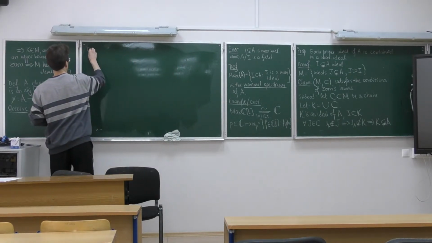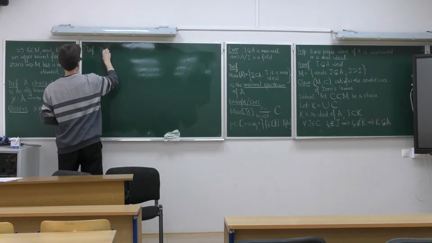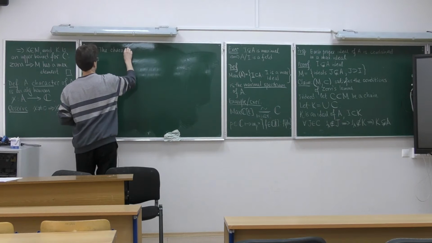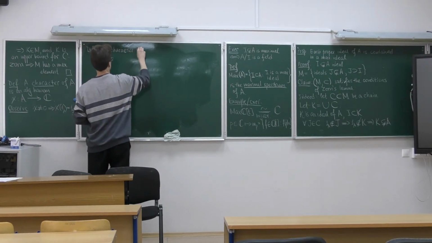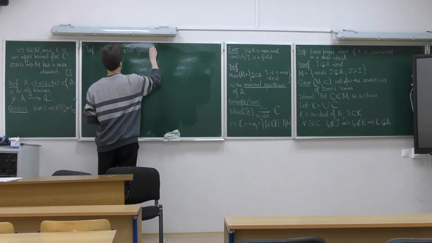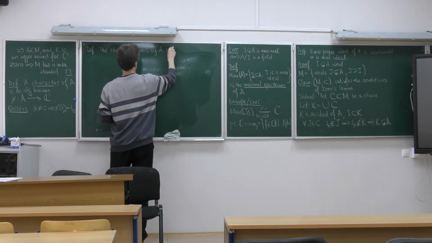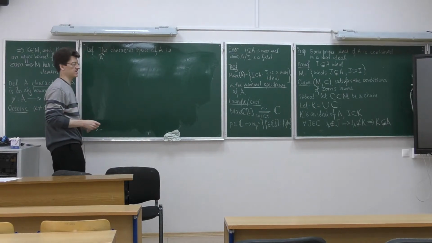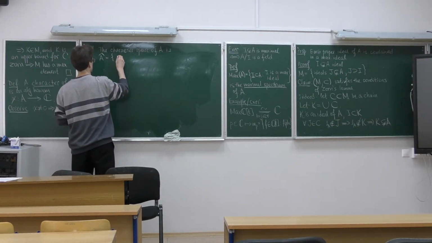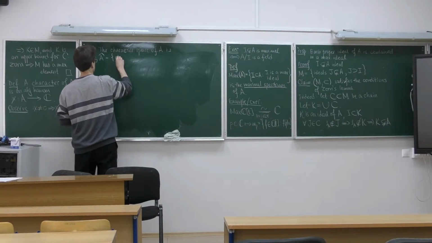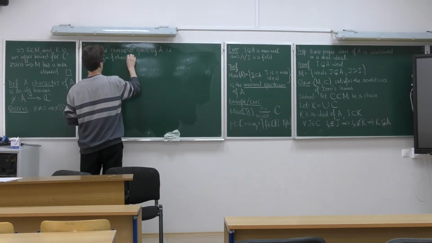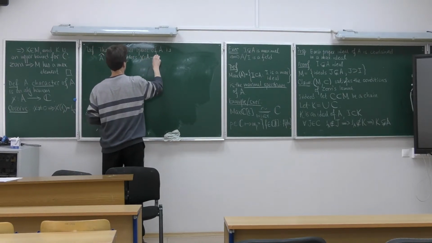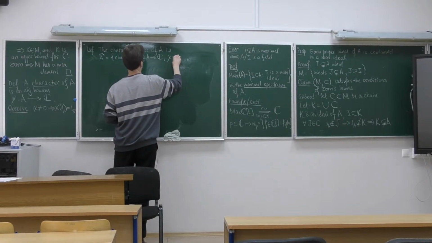Okay, now we give the following definition. We define the character space. The character space of A is the set of all non-zero characters, and this will be denoted by A hat. The set of all non-zero, or equivalently unital, characters.